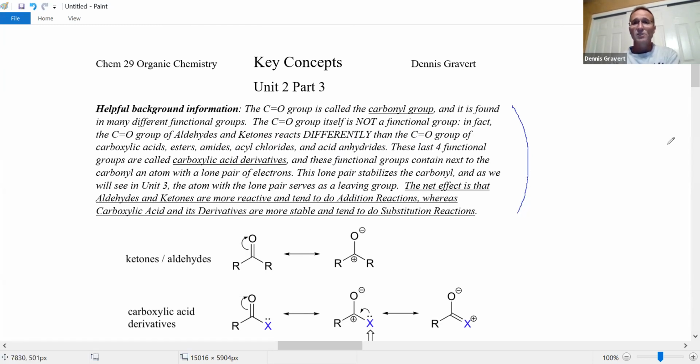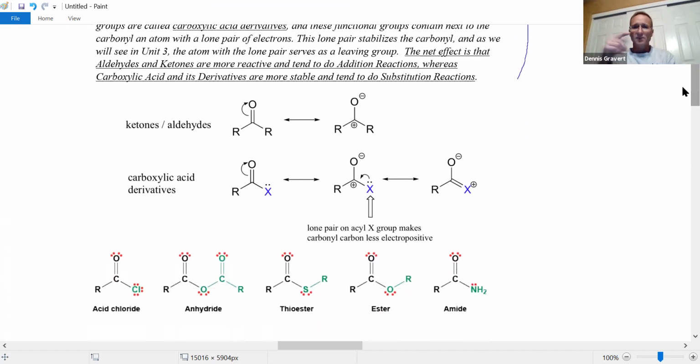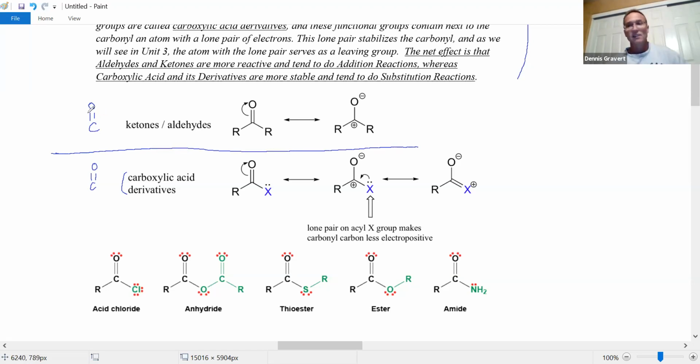Before we dive into the final set of reactions for aldehydes and ketones, I just thought it'd be useful to talk about the difference between aldehydes and ketones that have the carbonyl group, the C-double bond O group, and something called carboxylic acid derivatives, which also possess a C-double bond O group, right? Turns out they are very different sets of carbonyls. And I want you to just get a feel for that.